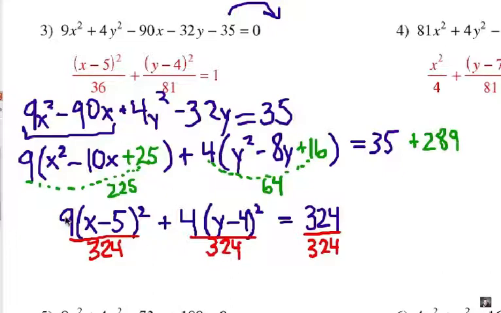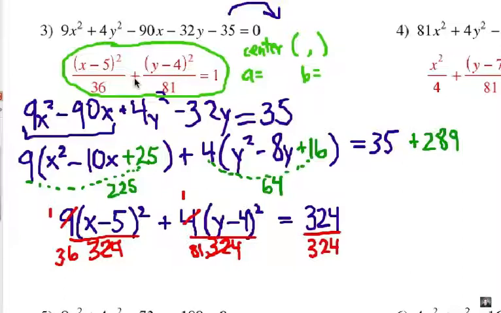And then notice the 9 and the 324, we have a common factor of 9, which is kind of nice. And that gives me a 36 in the denominator there. All right, let's factor out and cancel out the 4's there, and that'll leave me with 81 on the denominator. So finally, this is what our equation looks like.